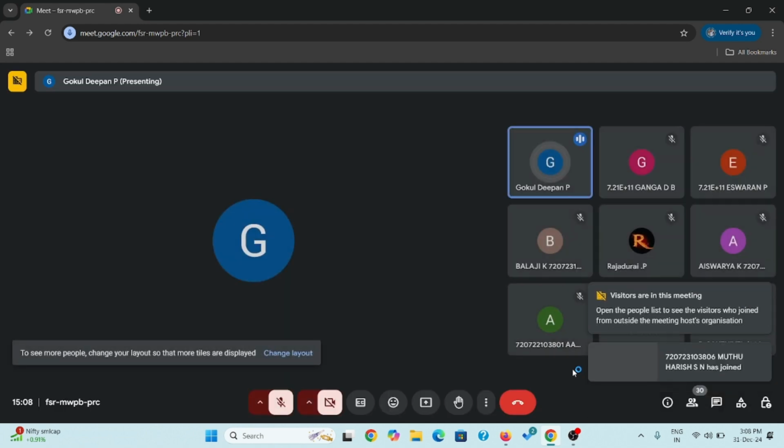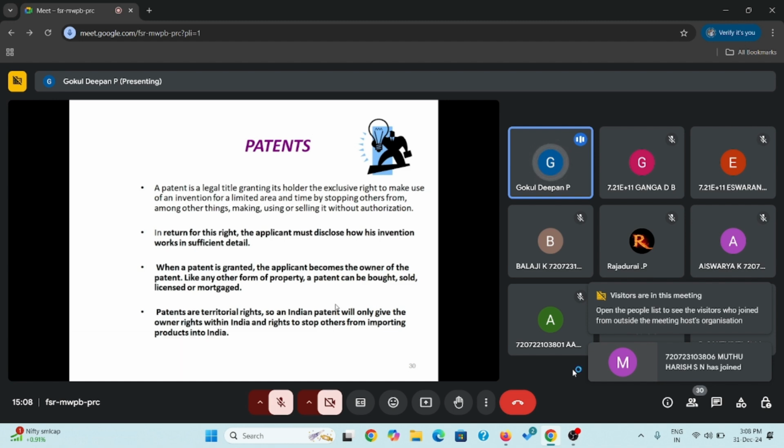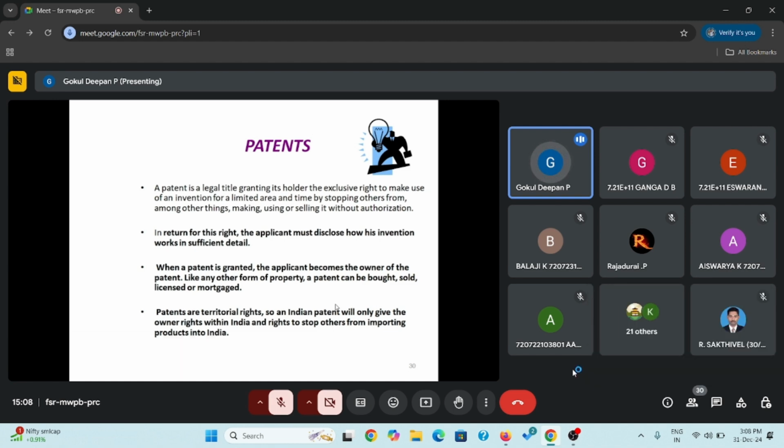Next, the important area, that is patent. Each and every one can do it, and the students who are in final year can convert your project into a patent. So it is a very important one.